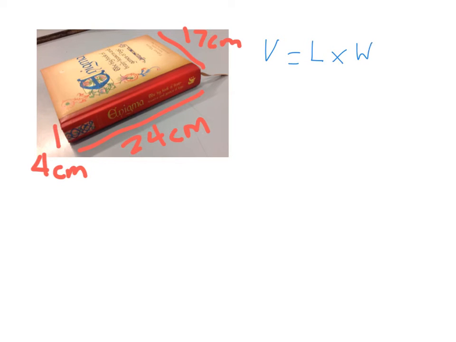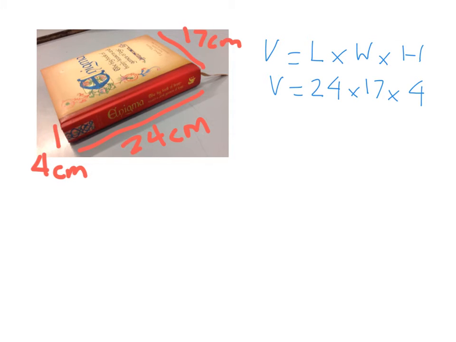Now I have my dimensions. I have my length here of 24 centimeters. I have my width over here of 17 centimeters. And my height here of 4 centimeters. Remember that the volume is calculated by multiplying the length times the width times the height. If my length is equal to 24 centimeters and so on, I can substitute them in for my formula.